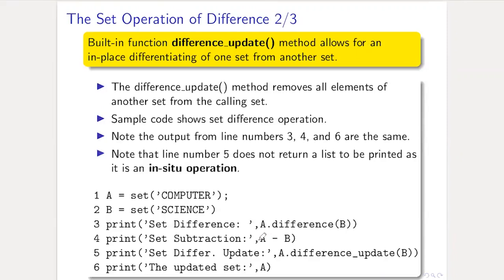Again, you can use either the built-in function difference or the operator minus. Now, this operator is again a binary operator, so you can have just the two operands here.